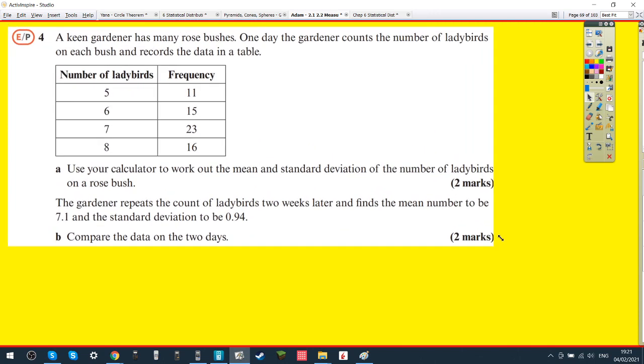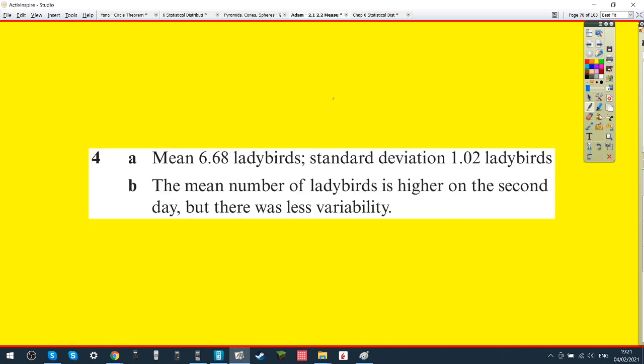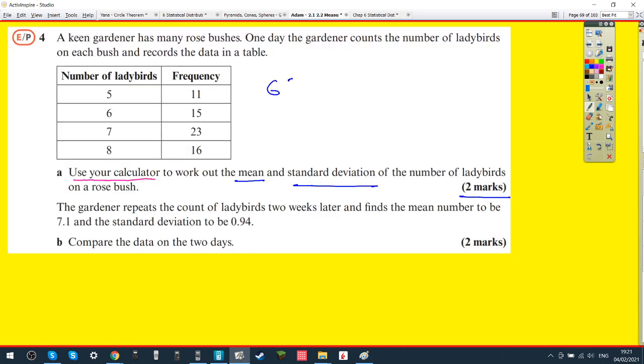Okay, so exam question. Use your calculator. Work out the mean. Work out the standard deviation. 2 marks in total, 1 mark for mean, 1 mark for standard deviation. Well, it gives you both in the calculator. True. So you're not going to get any extra marks for doing all the fancy calculation. Okay, let me see. So the mean is 6.68 and standard deviation is 1.02.